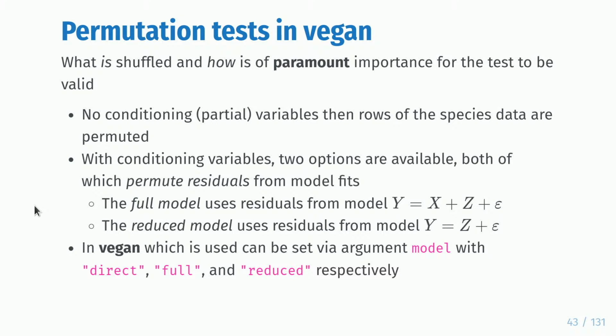And so in vegan, if we have no conditioning, no partial variables, then we can just shuffle the rows of the species data because it doesn't really make any difference, right? And so that would be the, I think it might be model.